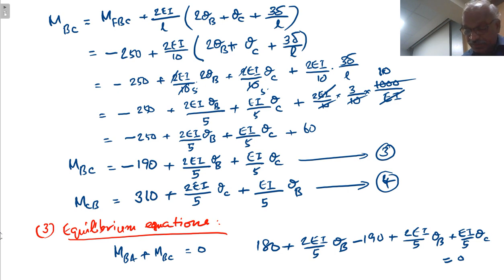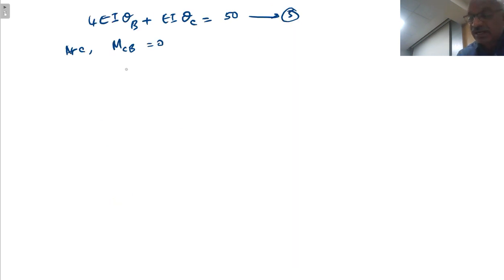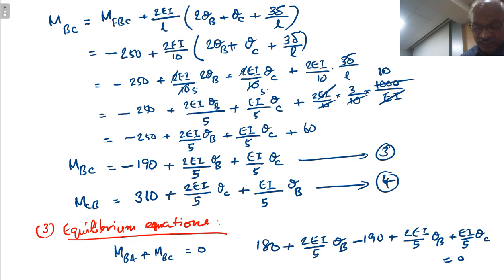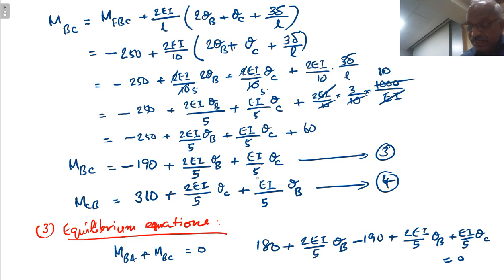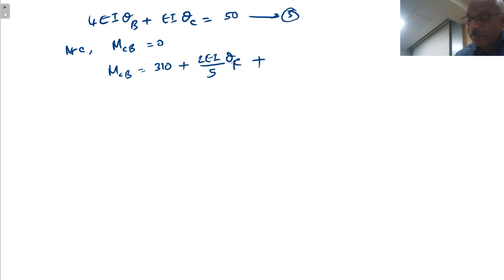Therefore, MCB from the previous page, MCB equal to 310 plus 2EI by 5 into θC plus EI by 5 into θB, that is, 2EI by 5 into θB plus EI by 5 into θC. This is only MCB equal to 0.